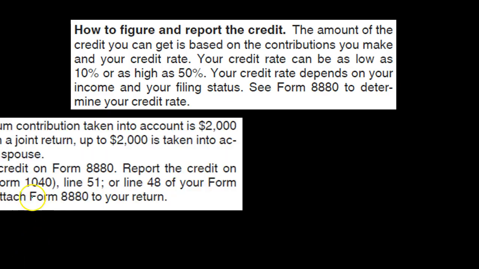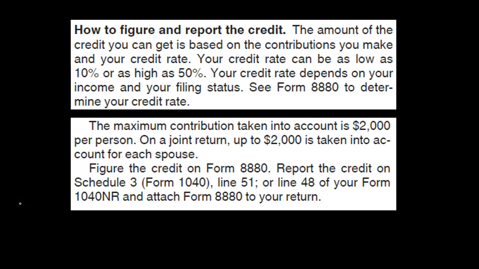Back to the text. The maximum contribution taken into account is $2,000 per person. On a joint return, up to $2,000 is taken into account for each spouse. Figure the credit on Form 8880. Report the credit on Schedule 3, Form 1040, line 51 or line 48 of your Form 1040 NR and attach Form 8880 to your return.